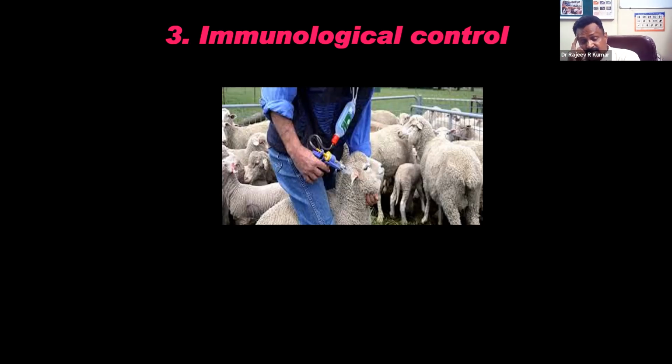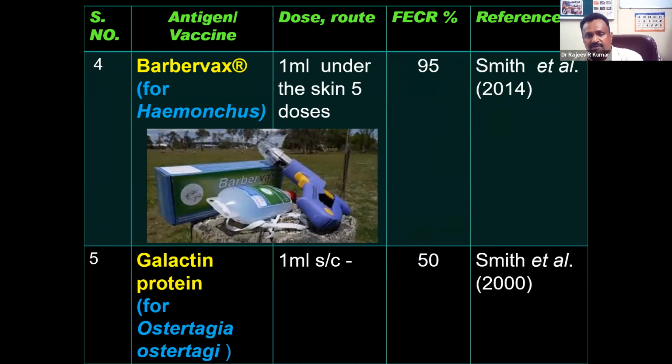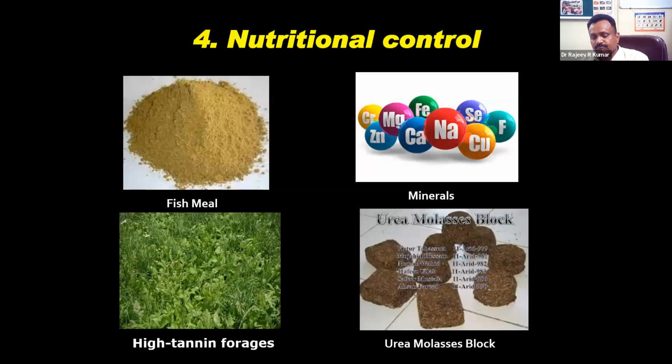So considering the importance of this parasite, a team of scientists has developed a commercialized vaccine with the name Barbervax in the USA, but it is not marketed in India. This is Barbervax, 1 ml given intramuscularly or under the skin, 5 doses. It reduces the infection rate by 95%. It is a good thing, but it is not possible in field conditions, and it is not possible in India.